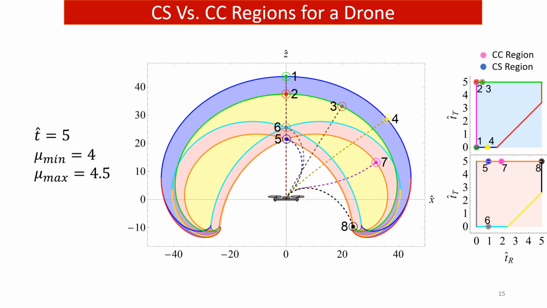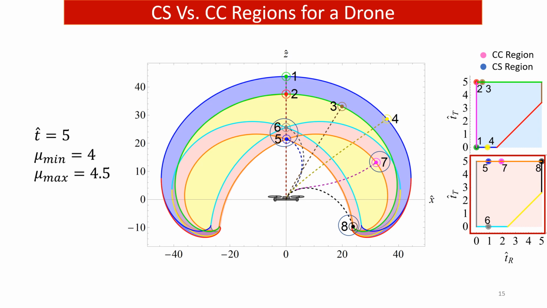Here we are showing the reachable set when the minimum thrust is 4 and the maximum thrust is 4.5 for both CS and CC cases. Points 1 to 4 show the drone trajectories for the CS case for different TR hat and TT hat values, while points 5 to 8 show the drone trajectories for the CC case for different TR hat and TT hat values.